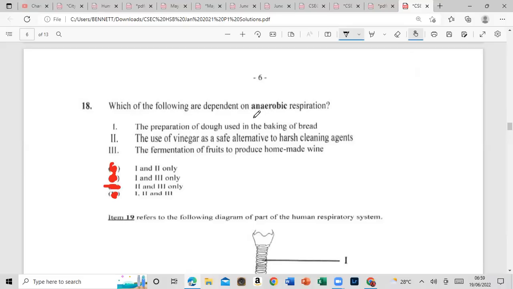The wine in it, the dough in it. Let's see the vinegar something. Use of vinegar, a safe alternative to harsh cleaning. So I'm going to go with all 3.